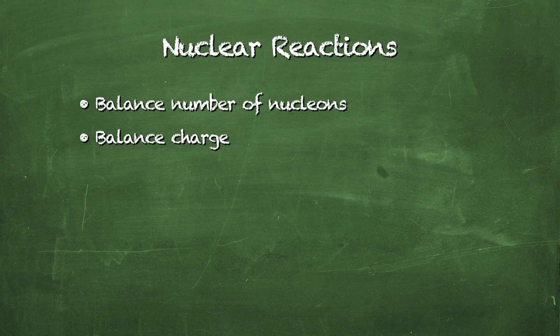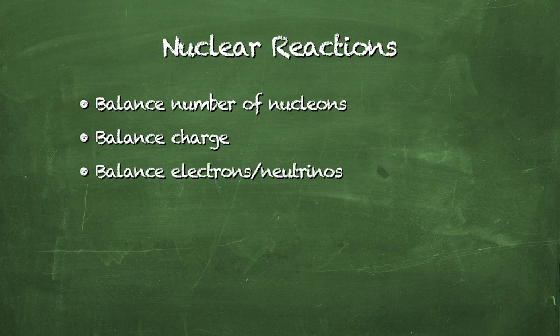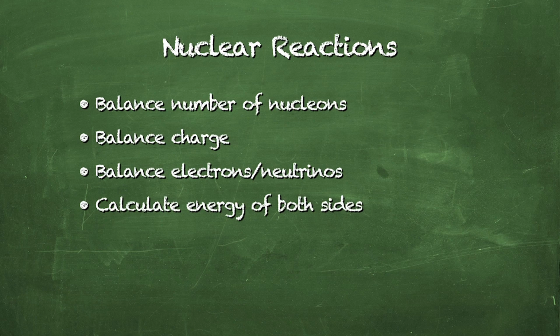And also, the number of electrons or neutrinos must balance. An electron and a neutrino count as the same thing for this, and we would give them an electron number of +1, whereas a positron, an e+, or an antineutrino would get an electron number of -1. So we have to also balance the electron/neutrino number. And the final thing you do when you're faced with a nuclear reaction is you calculate the energy of both sides to see if you have to add energy to make this reaction take place, or if it will release energy, which means that it may occur spontaneously.